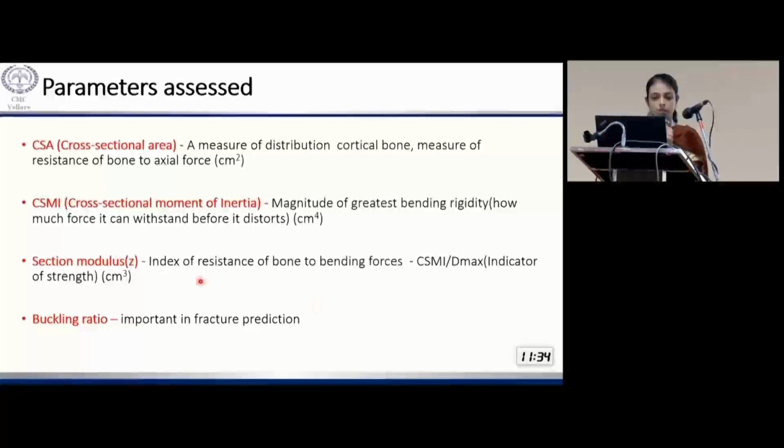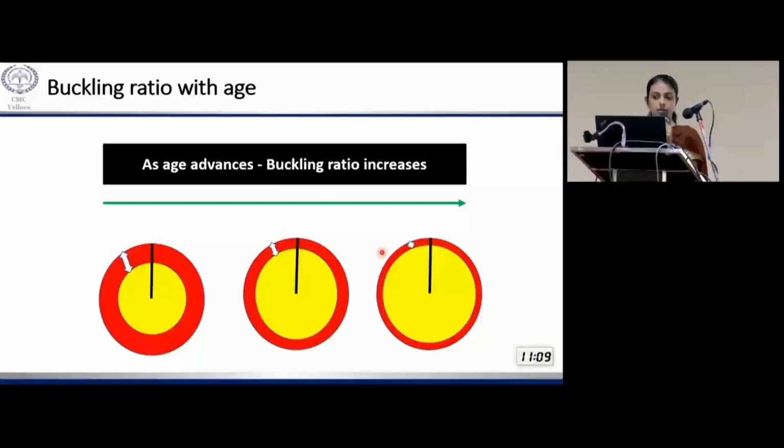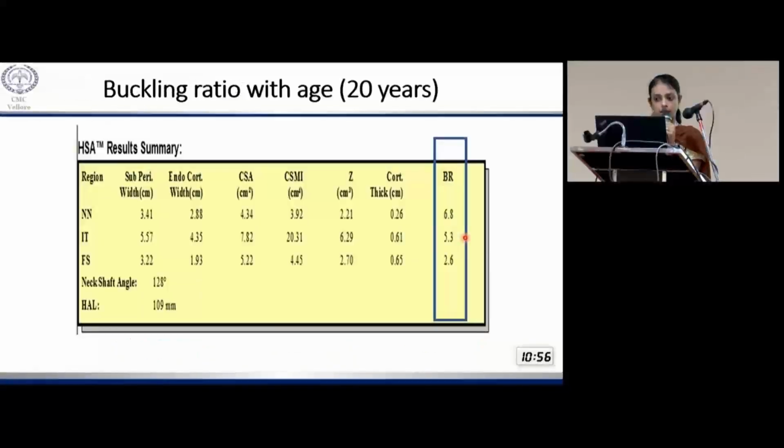In the interest of time, I will just touch upon buckling ratio, which is only a ratio. So this is a diagrammatic representation of the cross section of the bone. This D0 is the subperiosteal width and T is the cortical thickness. Buckling ratio is nothing but D0 by T, and it is a measure of cortical stability. So what happens with age is that the cortex thins out, which means the buckling ratio increases, and it does have some utility in fracture prediction. A buckling ratio that is more than 10 at the narrow neck has a high risk of fracture.